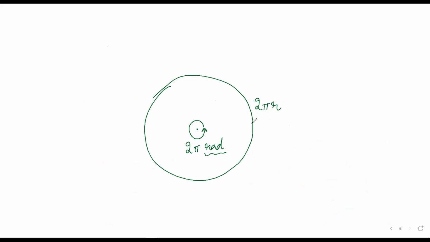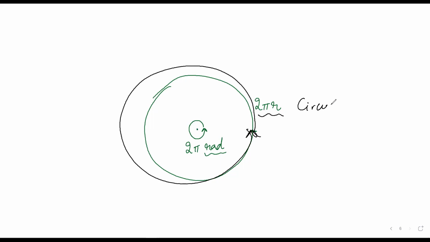Now, why the length of arc was taken to be 2 pi r, I hope you will understand now, because the 2 pi r length, from here to here, this is the circumference of a circle. Any doubt in it? No.